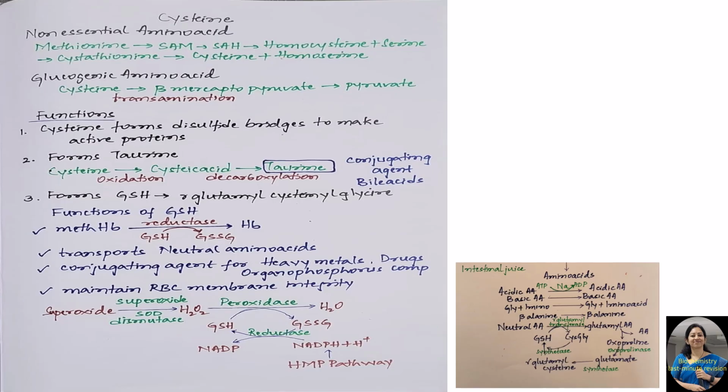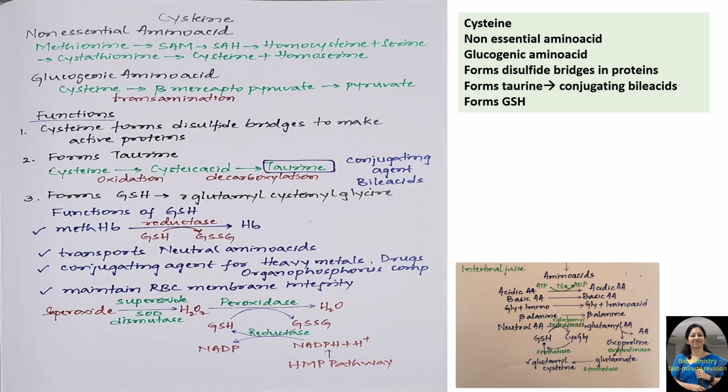Anything in oxidized form is always dangerous to the body, so this has to be reduced back with the help of NADPH, which donates the hydrogen atom to oxidized glutathione to get converted to reduced glutathione, and NADPH gets oxidized to NADP. NADPH comes from HMP pathway.